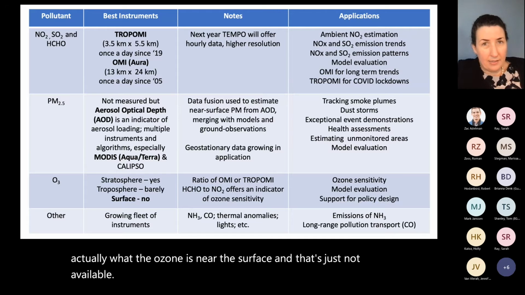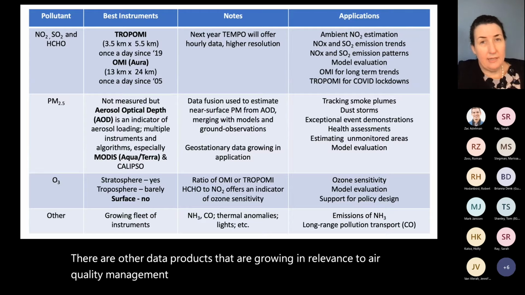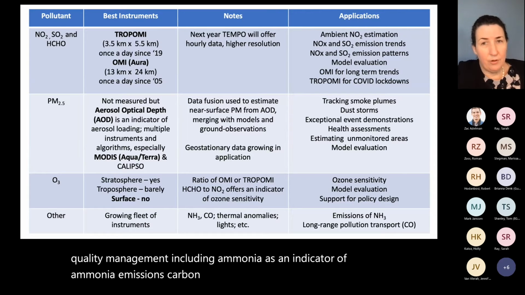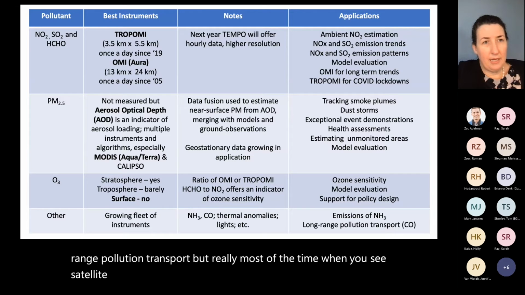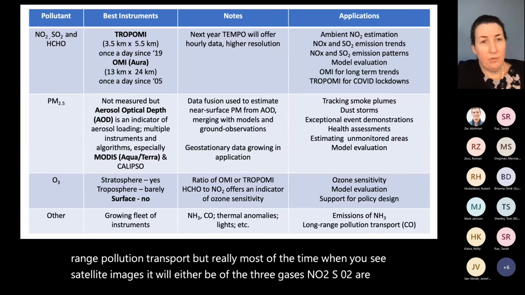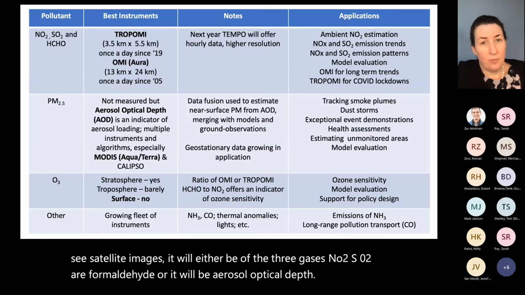There are other data products that are growing in relevance to air quality management, including ammonia as an indicator of ammonia emissions. Carbon monoxide is helpful to look at long-range pollution transport. But really, most of the time when you see satellite images, it will either be of the three gases, NO2, SO2, or formaldehyde, or it will be aerosol optical depth as an indicator of PM 2.5.